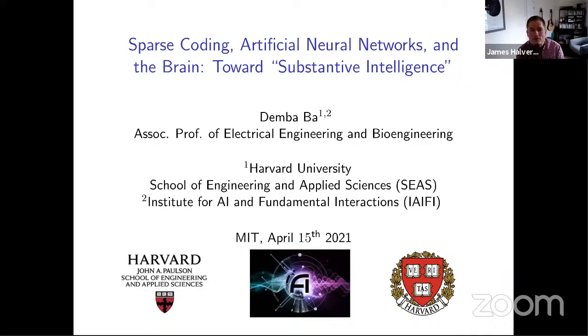Demba is an associate professor of electrical engineering and bioengineering at Harvard University School of Engineering and Applied Sciences, where he directs the CRISP group. Recently, he has taken a keen interest in the connection between artificial neural networks and sparse signal processing. His group leverages this connection to solve data-driven, unsupervised learning problems in neuroscience, to understand the principles of hierarchical representations of sensory signals in the brain, and to develop explainable AI. In 2016, he received a research fellowship in neuroscience from the Alfred P. Sloan Foundation.